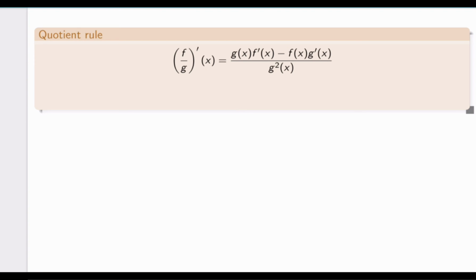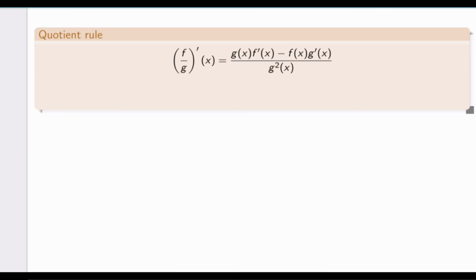The last rule for this video is the quotient rule. Now the quotient rule is in fact a little bit more complicated than the other ones. We have two functions, and we look at the ratio f divided by g, and then the derivative. Again, we can compute this from the derivatives of g and f, but in this kind of complicated form: g f prime minus f g prime, and then divided by g squared.